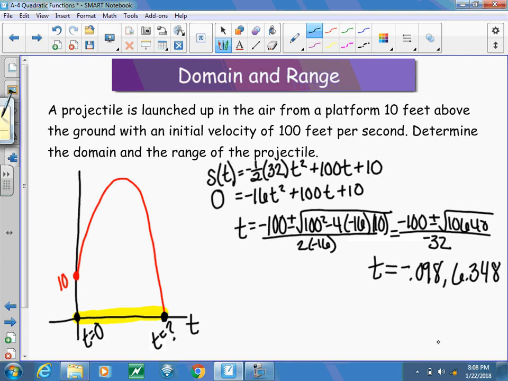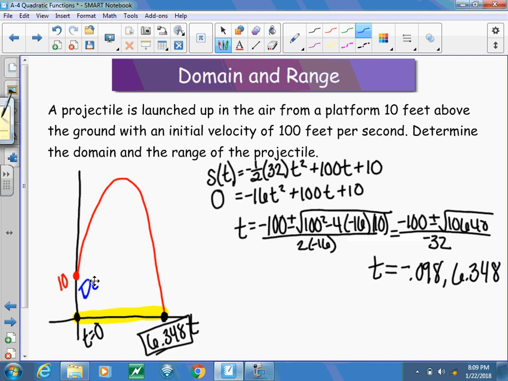Well, now if I look at these two answers, I have a negative answer for time and I have a positive answer for time. The positive one makes sense here. So this is saying that it took 6.348 seconds for that projectile to be launched and for it to hit the ground. So right there, that is answering our domain question for this problem.